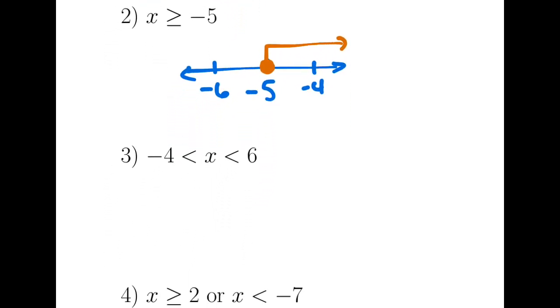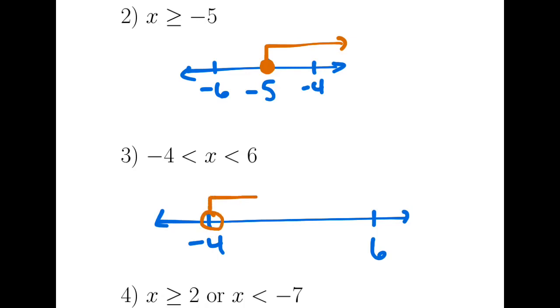On this next example, we have a compound inequality. So we've got two inequalities in one statement. So this is telling us that -4 is less than x and x is less than 6. So we've got -4 over here, we've got 6 over there. x has to be greater than the -4, so an open dot there. And it also has to be less than 6, so an open dot at 6, and to the left of that. So our solution is all of the values between -4 and 6.